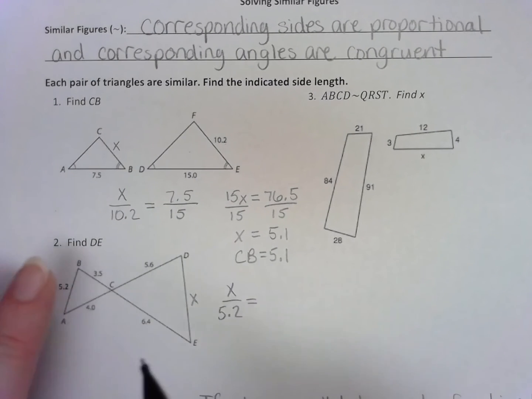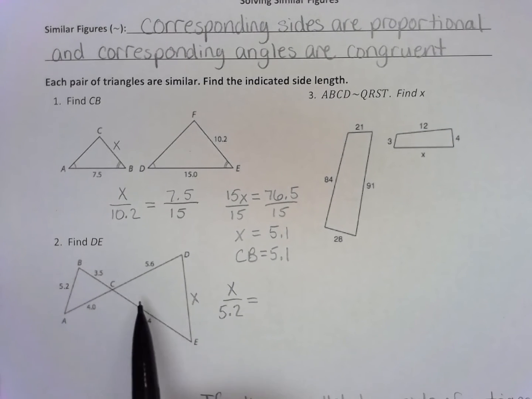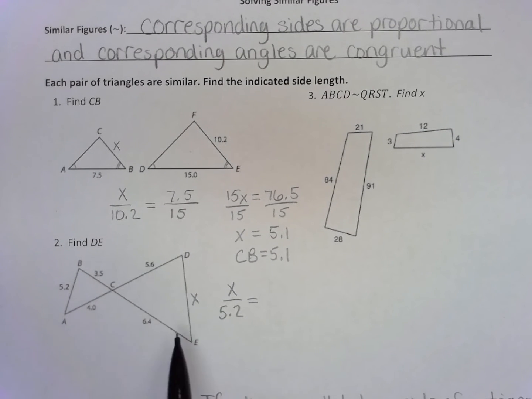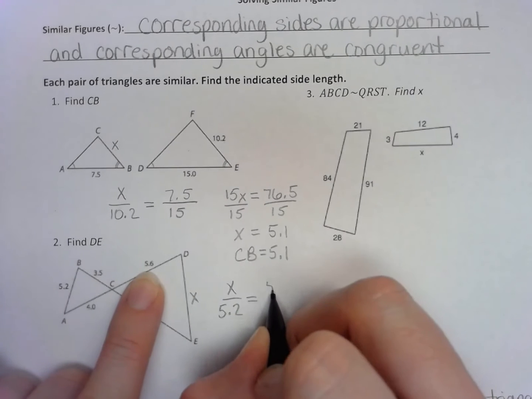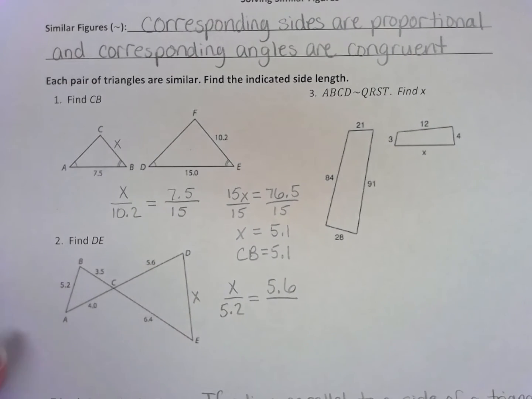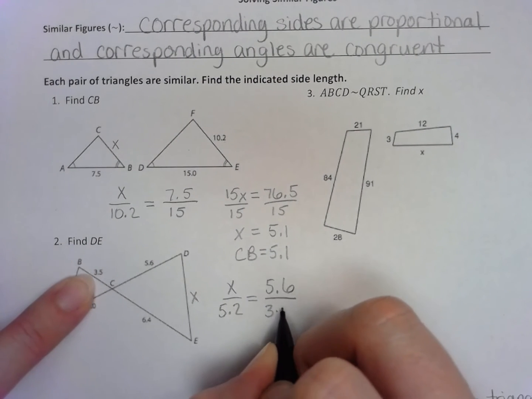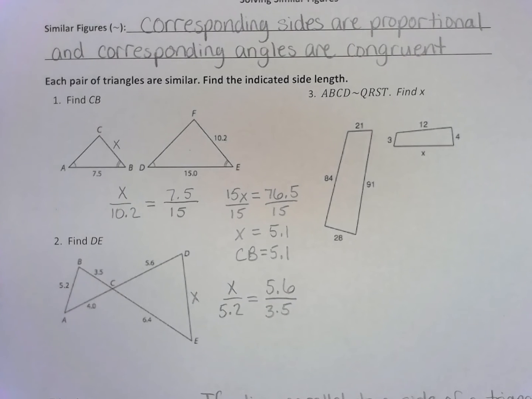Since our variable X is in this right triangle, we need to come back here for the numerator of our next fraction. So let's go with the 5.6. That side, since it's the shorter of the sides, we'll go with the 3.5. Be very careful when setting up your ratios that you set up the corresponding sides with one another.